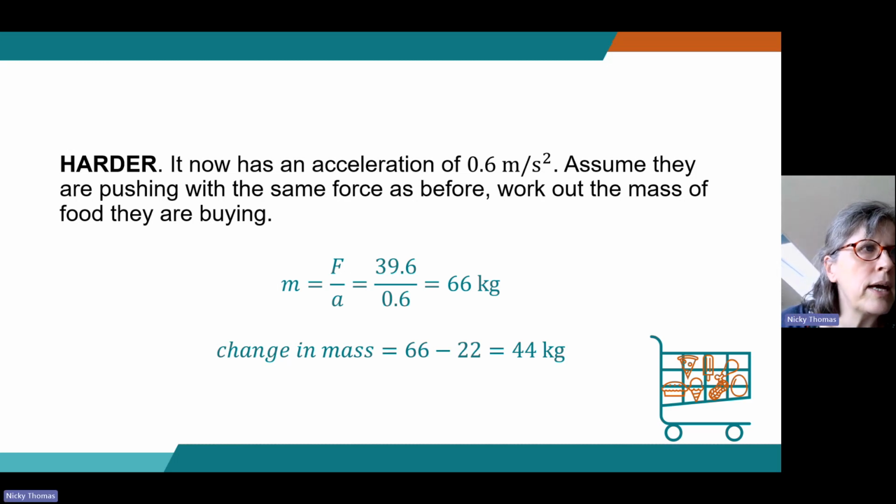You might notice that acceleration, 0.6 meters per second squared, is actually a third of what it was before. Previously, in the first question, it was 1.8 meters per second squared. Now it's 0.6. And so our acceleration has gone down by a factor of 3, and that implies a total mass of the trolley and food has increased by a factor of 3.